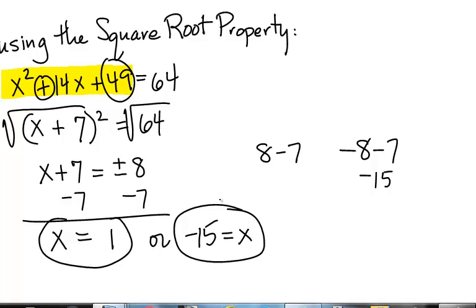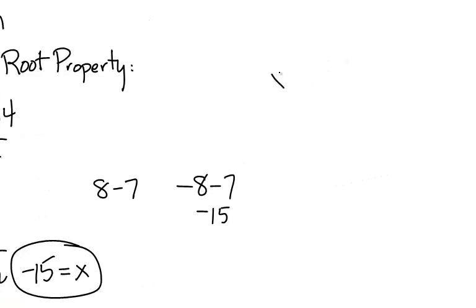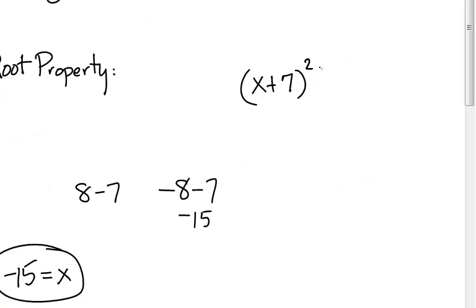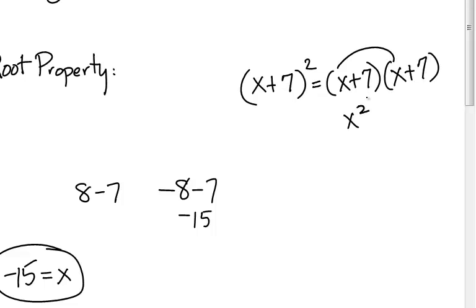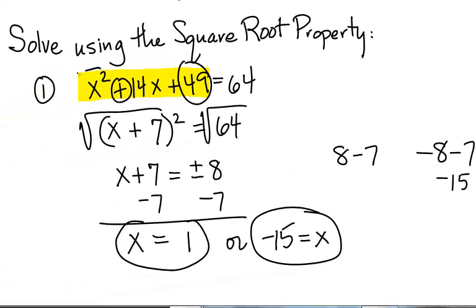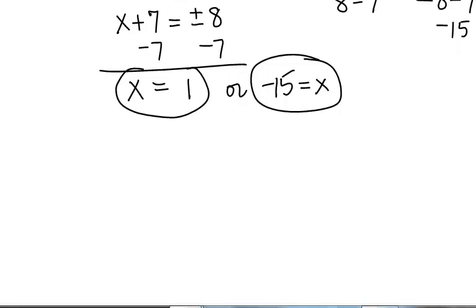What's up? When you factor this back into x plus 7 squared, you can either FOIL it or you can use the shortcut. If you FOIL that back, here's the x squared plus 7x plus 7x. There's your 14x plus 49. Okay? So we're just taking a trinomial square and factoring it back into the square of a binomial. Okay? Let's try another one.